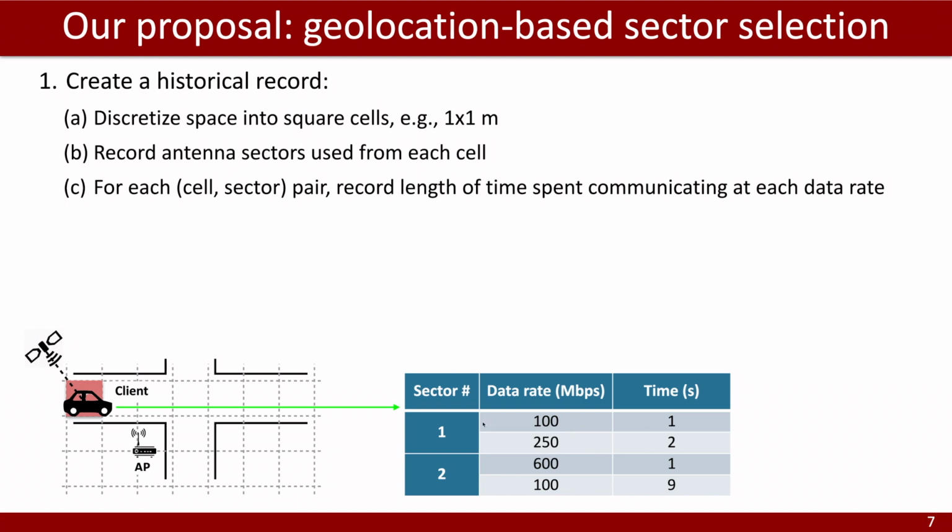In this example, we have that sector 1 was used during 1 second at 100 megabits per second and 2 seconds at 250 megabits per second. Sector 2 was used for 1 second at 600 megabits per second and 9 seconds at 100 megabits per second.